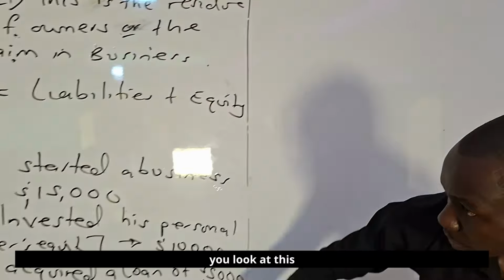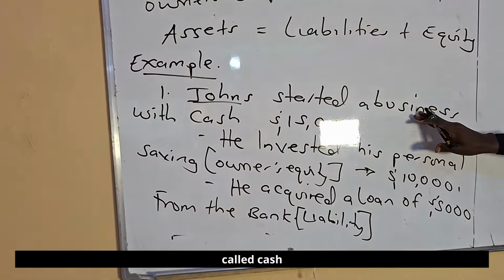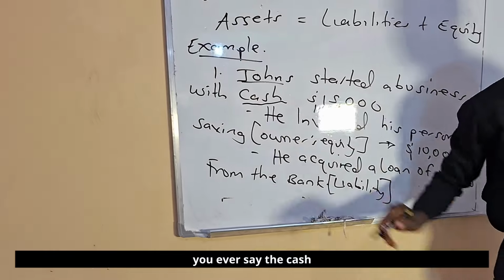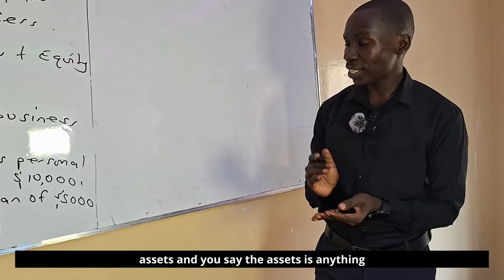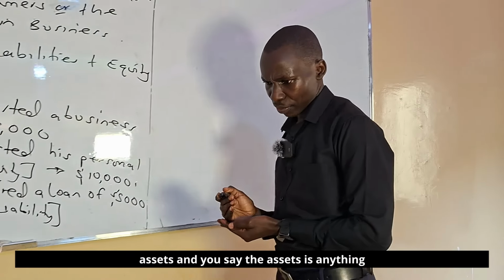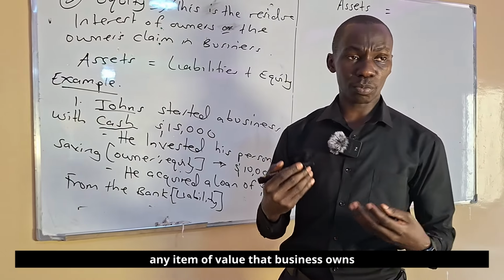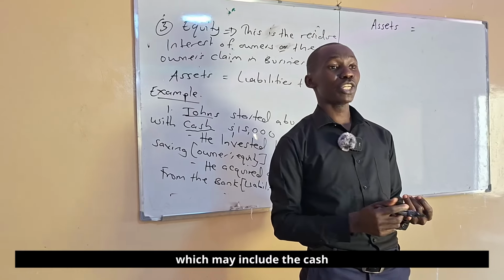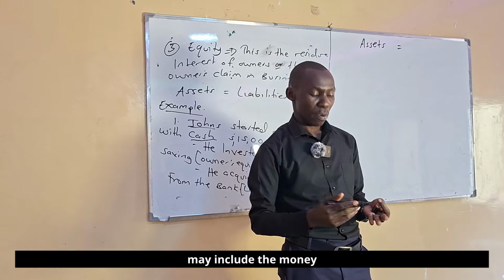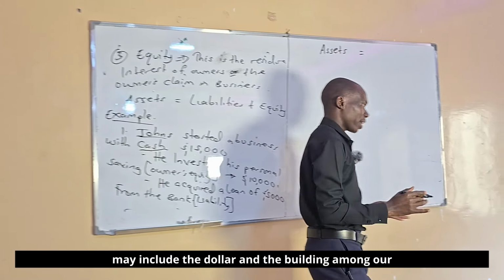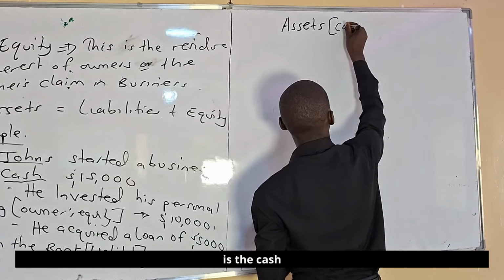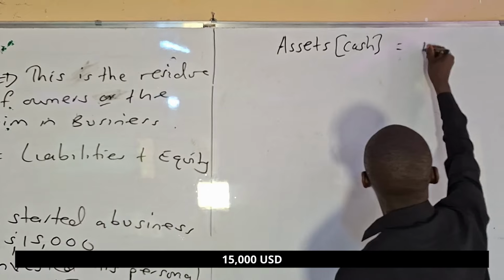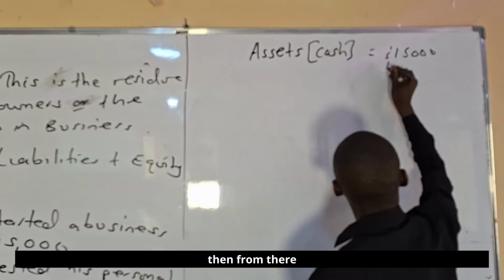You look at this. John started a business with cash. Remember, we say the cash. I explained to you the asset, and I said the asset is any item of value that the business owns, which may include cash, furniture, land, building, among others. Which means our asset number one here is cash of 15,000 US dollars.